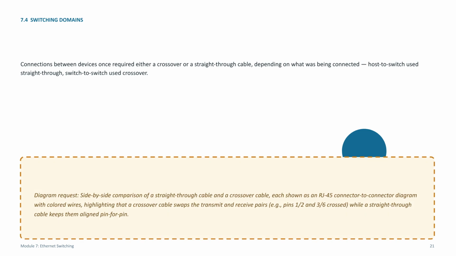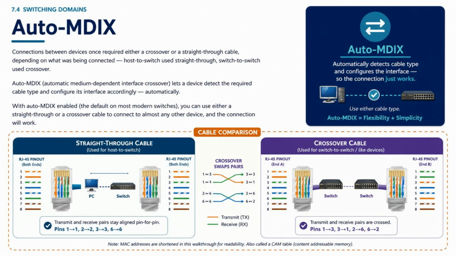Historically, connecting devices required choosing the right cable type, straight through for host to switch, crossover for switch to switch, shown in the pinout diagram. Auto-MDIX automatically detects which cable type is needed and configures the interface accordingly. With Auto-MDIX enabled, default on most modern switches, either cable type just works for almost any connection.